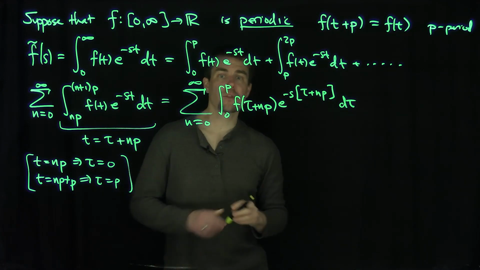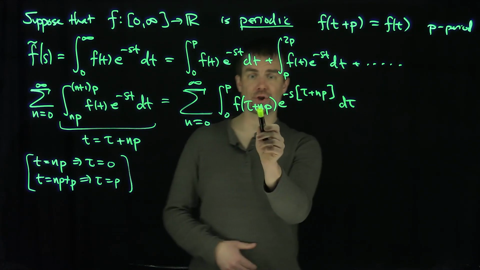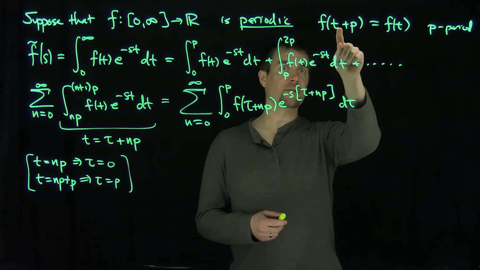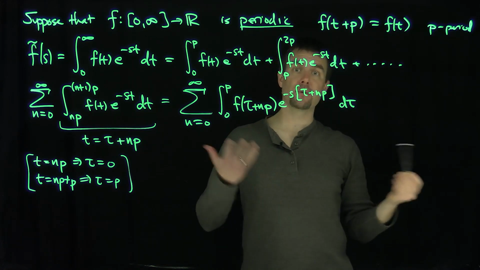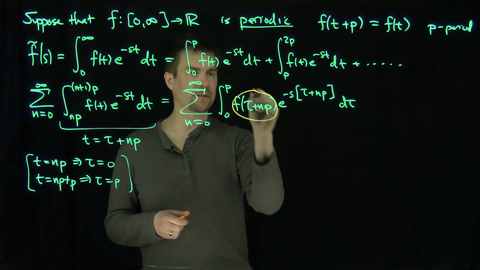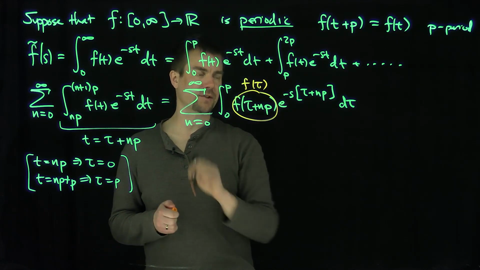Great. Now, the beautiful thing is that since f is periodic, I've just shifted f over by n copies of its period. So if I apply this result again, I have f of t plus 2p is f of t plus p, which is f of t again. So this is just really nothing more than f of tau, by periodicity.